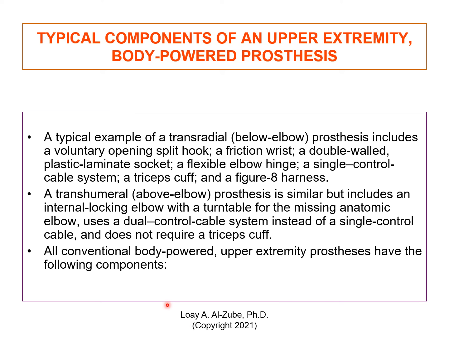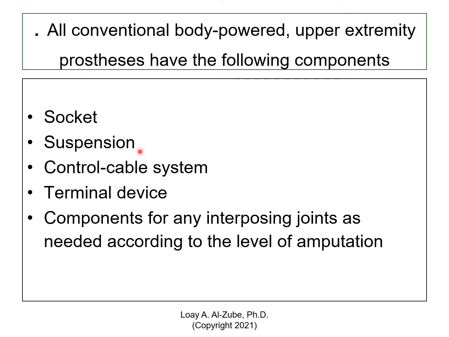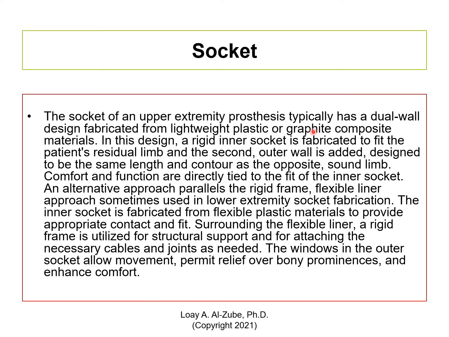All conventional body-powered upper extremity prostheses have the following components. You have the socket, the suspension system, which is holding it, the harnesses, and then you have the control cable system, the terminal device, the end effector, and components for any interposing joint as needed according to the level of amputation. So you have a friction rest for the elbow or the shoulder. It's similar to what we had for the lower extremities.